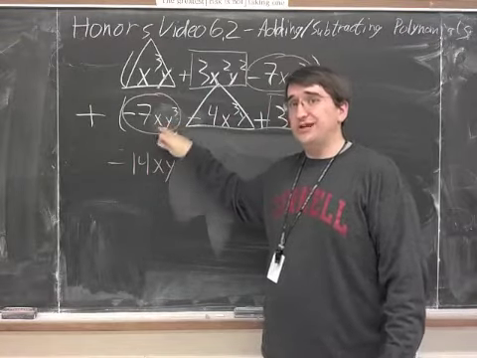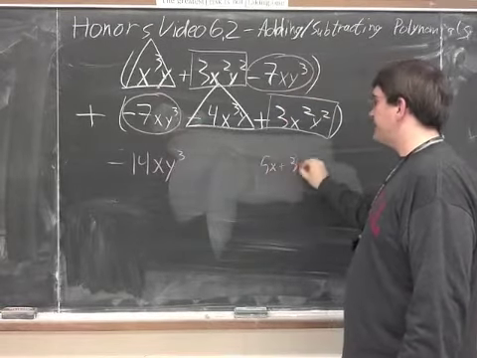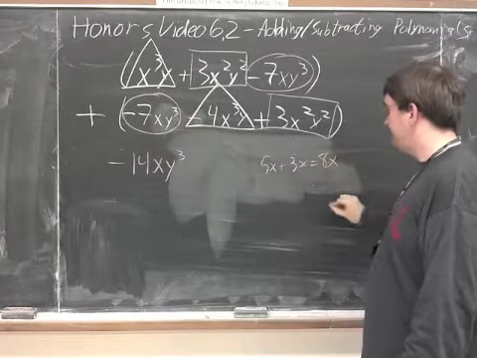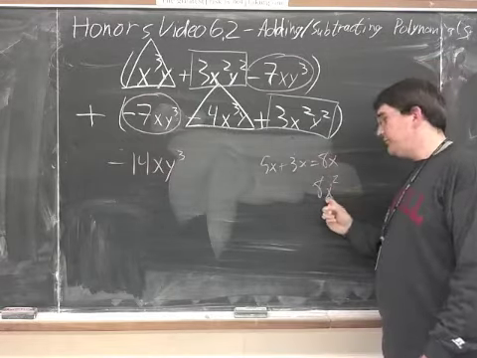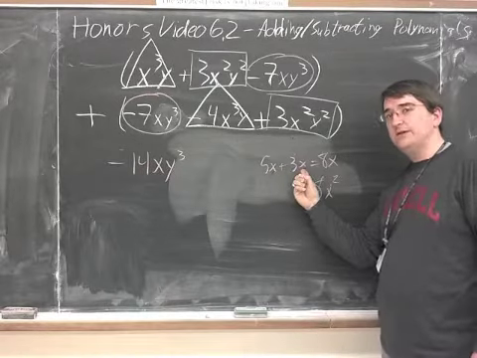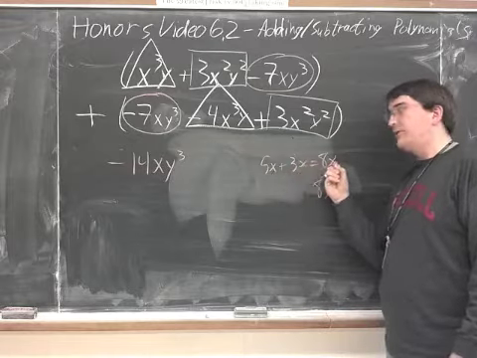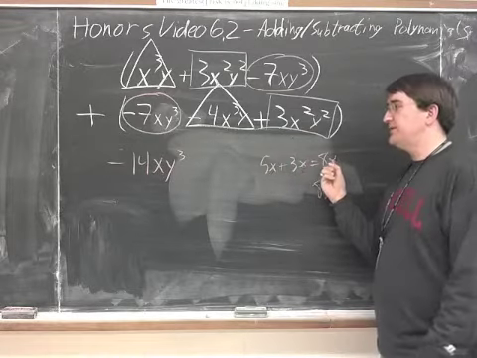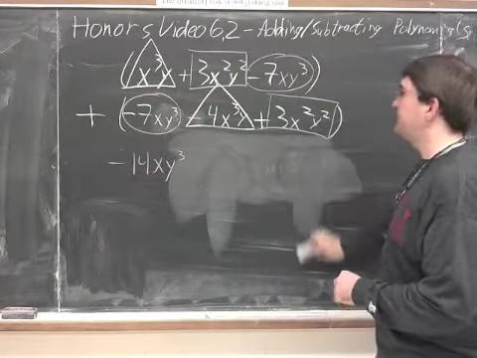Remember that the exponents don't change when you're combining like terms. Something like 5x plus 3x, that's 8x, not 8x squared. 8x squared means you're multiplying x times x. We're not multiplying the x's, we're adding these terms. So the powers don't change when you're adding or subtracting. So we get negative 14xy cubed there.